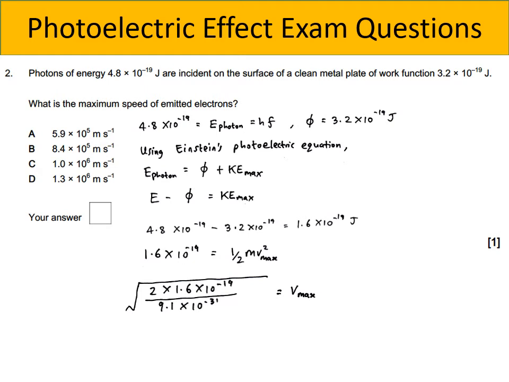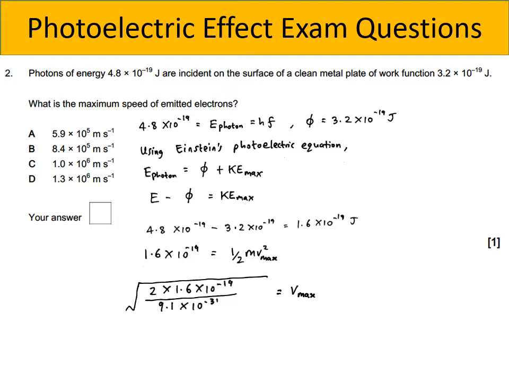So in order to get V max, we just need to take the square root of everything on the left-hand side of the equation. We multiplied both sides of the equation by 2 to get rid of the half next to the half mv squared, and we also divided both sides of the equation by m. Now, m is the mass of the electron, and this is given in your equation sheet in the exam. The value of the mass of an electron is 9.1 times 10 to the power minus 31, and that's in kilograms.